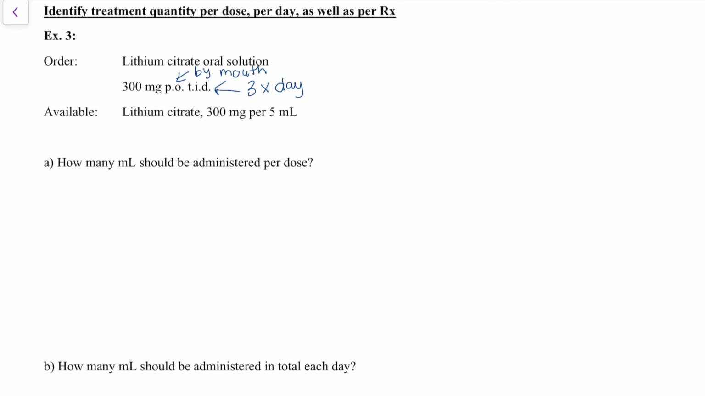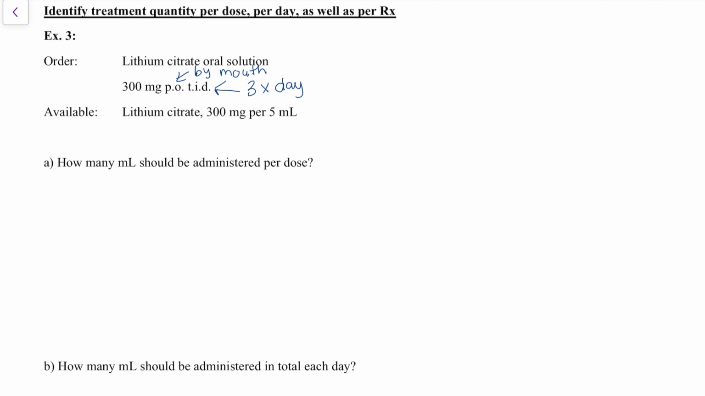You have available to you lithium citrate in 300 milligrams per 5 milliliters. Now, some of you can look at this and know right away, okay, well, they need 300 milligrams and it's 300 milligrams per 5 milliliters, so I'm giving them 5 milliliters. So you can definitely just look at this logically and write that out. I'm going to do the ratio proportion just so that you can practice the working out of it, but it wouldn't necessarily be needed in this case.